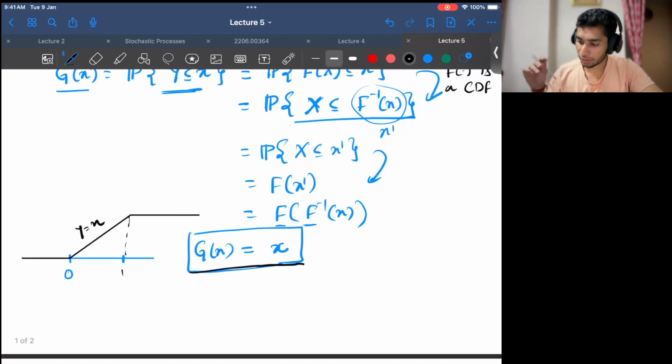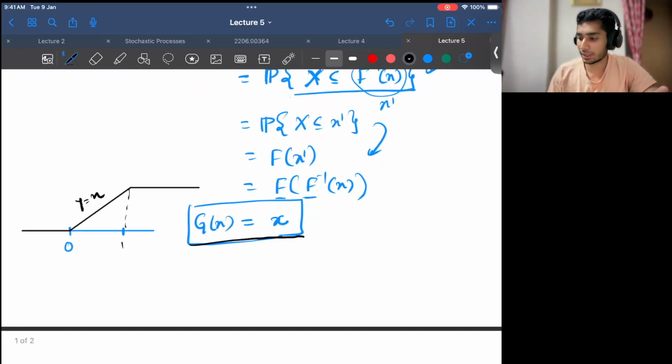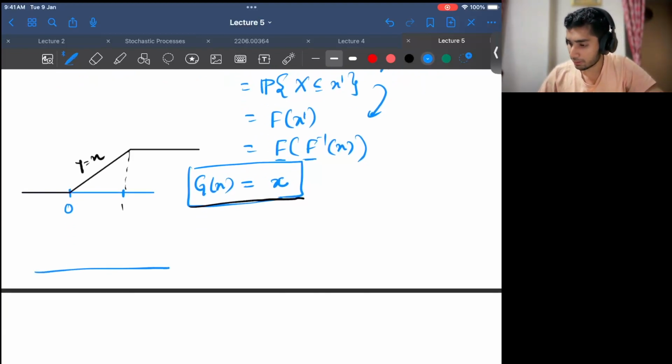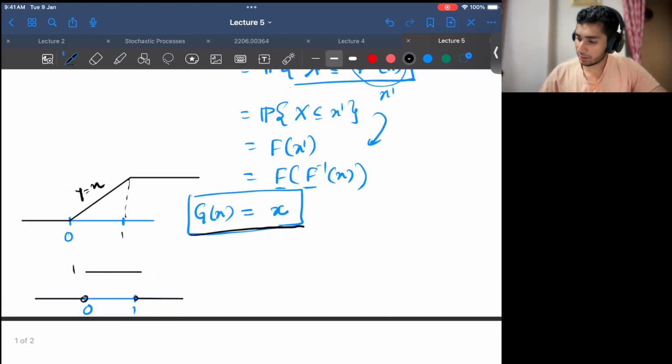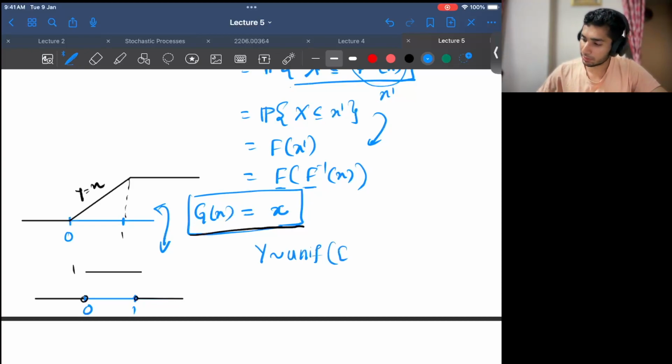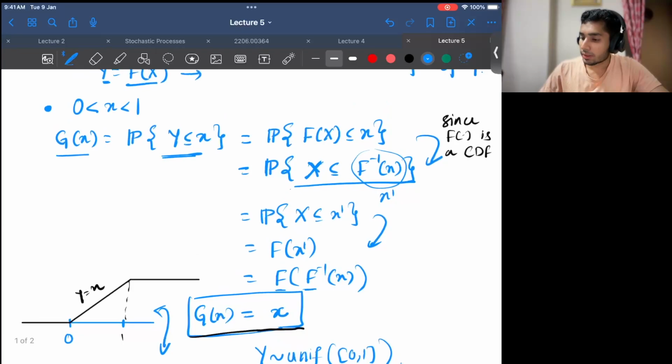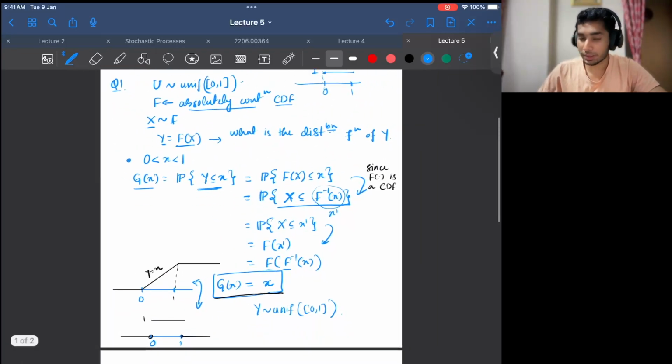Now, what is the density of this random variable? It is pretty standard. The uniform random variable itself has this distribution. Till 0, it's 0. Between 0 and 1, it is 1, and after 1 it's again 0. So you can see this CDF corresponds to this distribution. So basically, you can say that Y is uniformly distributed between 0 and 1. So this is the answer.